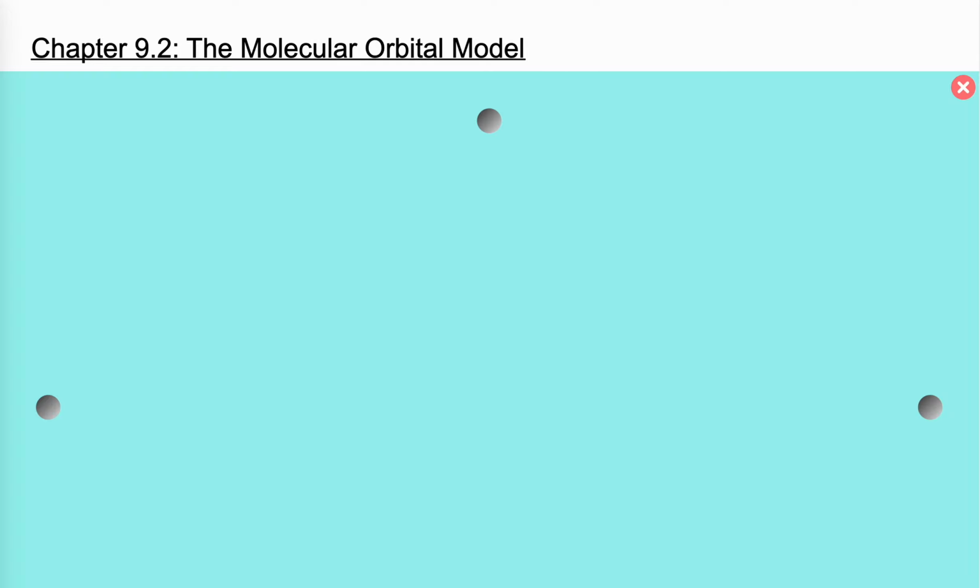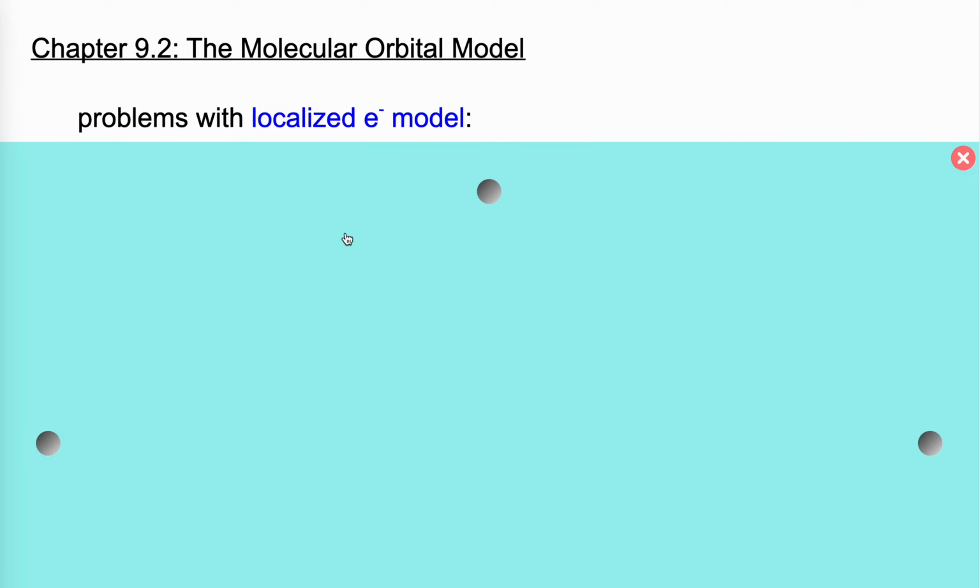In this video, we're going to talk about an introduction to the molecular orbital model as covered in Chapter 9.2 in Zumdahl. Up until now, we have dealt with molecules that undergo covalent bonding using what's sometimes called the localized electron model. The problems with the localized electron model are basically twofold.